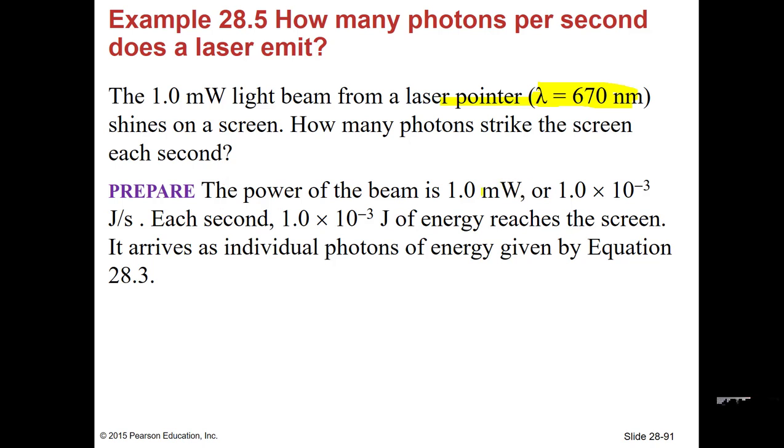Okay, so we've got 1 milliwatt, which is 1 times 10 to the minus third, and a watt is a joule per second. So each second, you get 1 times 10 to the minus third joules of energy hitting the screen. And each photon has a certain amount of energy depending on the wavelength. This is the total amount of energy. How many photons do we need to add up to 1 times 10 to the minus third joules? That's the idea here.